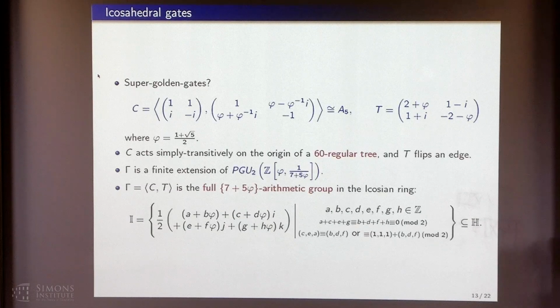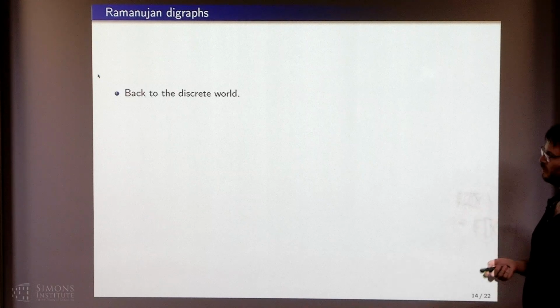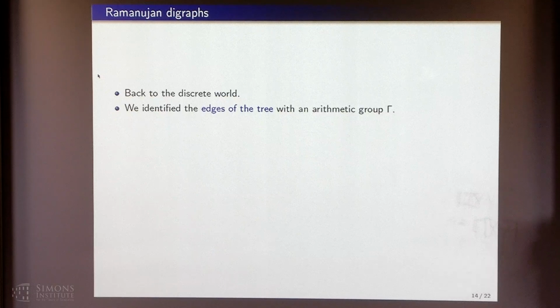OK, so this is what we were doing with PU2. Now I want to talk a bit again about Ramanujan graphs. So we started with the discrete world, which we started with graphs. And then we moved to PU2. And then I gave you a new construction. And I want to see what it gives us in the old world, in graphs.